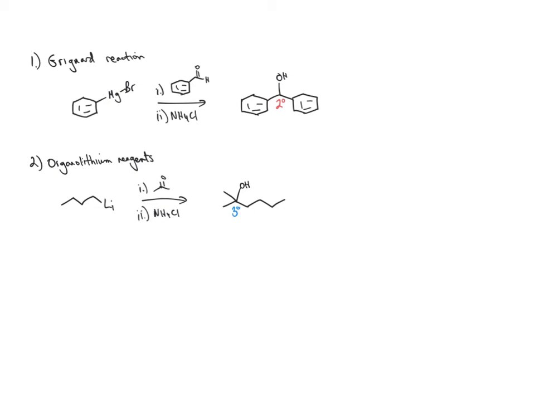Well, it's the same mechanism. It's nucleophilic addition to the carbonyl. And so let's take a look at how that might occur for the Grignard reagent. Okay, so for the Grignard reaction, we've got a phenyl magnesium bromide, which is generated by taking an aryl bromide and reacting it with magnesium metal.